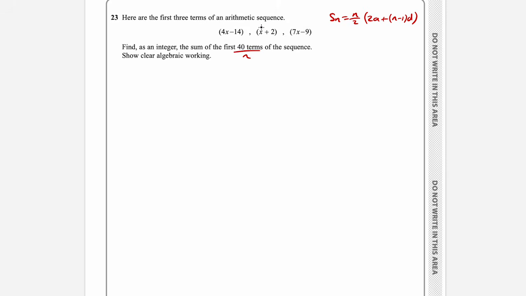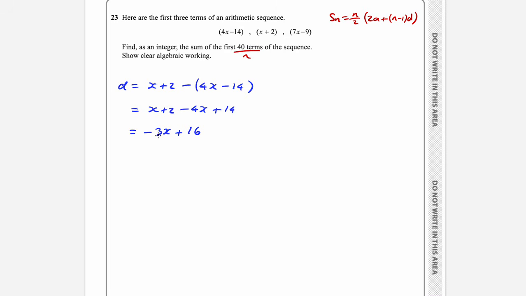Once you know three terms, for example, if the sequence was 2, 7, 12, the way you would find the common difference is you do 7 minus 2. It's 5. This is like plus 5, plus 5. So if you subtract the previous term from the term, you get the common difference. So the common difference, d, is equal to x plus 2 minus, don't forget your bracket, 4x minus 14. So the common difference is x plus 2 minus 4x plus 14, be careful, which is minus 3x plus 16. That's the common difference.